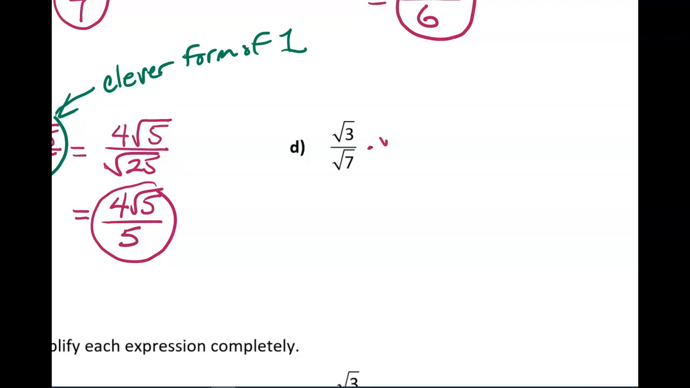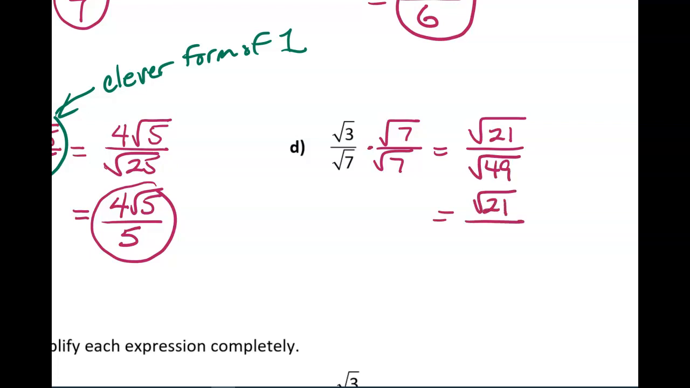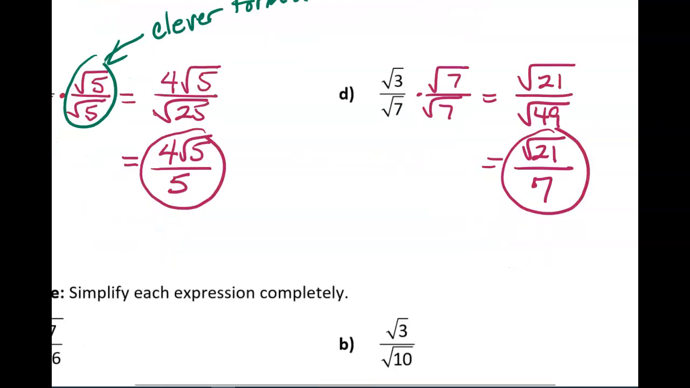All right, let's take a look at d, the square root of 3 over the square root of 7. It's the denominator that we want to rationalize, so we're going to multiply by the square root of 7 over the square root of 7. In the numerator, the square root of 3 times the square root of 7 is the square root of 21. In the denominator, square root of 7 times the square root of 7 is the square root of 49. And the square root of 49 is 7. And that's our end result. We can't divide any further, even though 21 is divisible by 7. The square root of 21 is not divisible by 7.